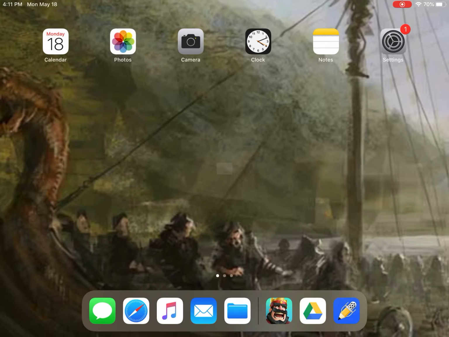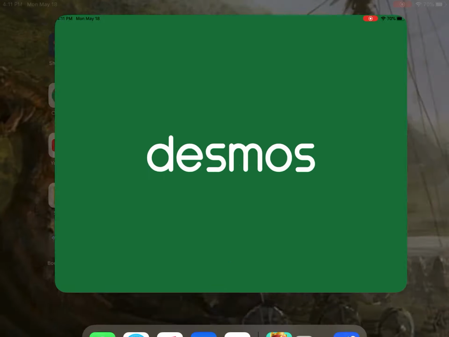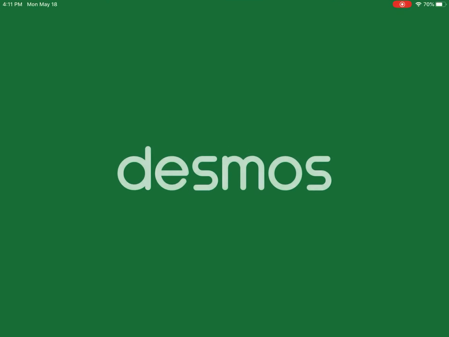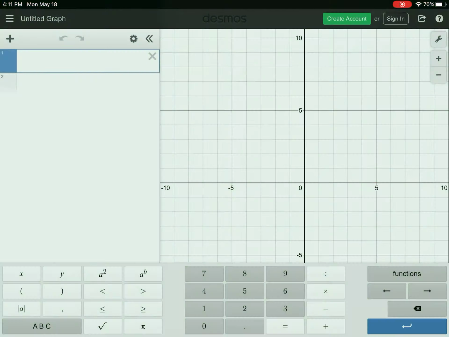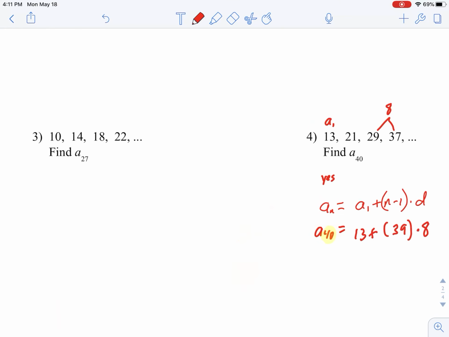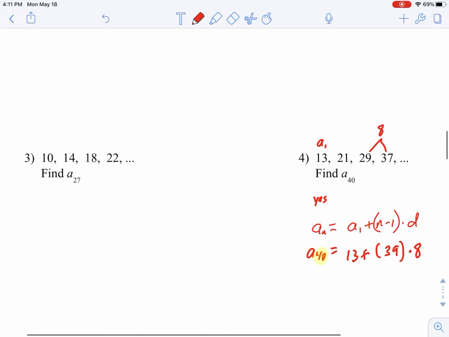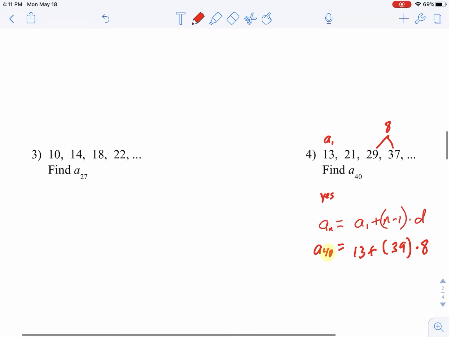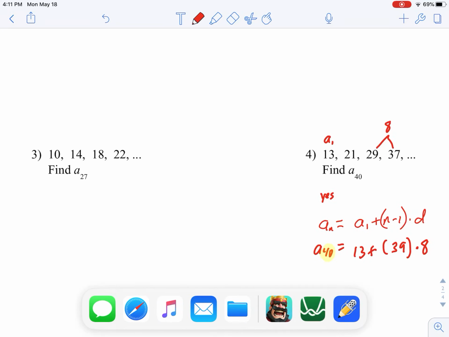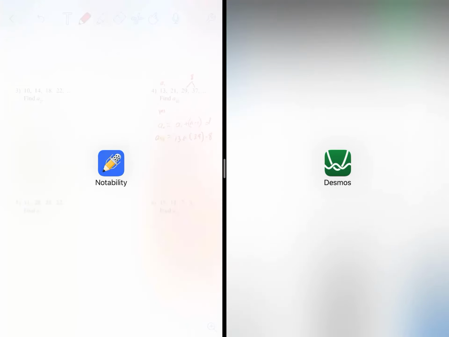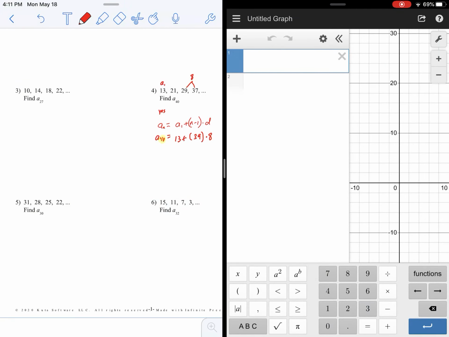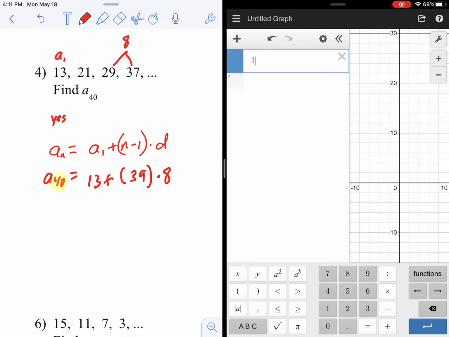Okay, I've got to find Desmos, and then I need to pull up, let's see. I can make this work. My iPad isn't wanting to cooperate right now. There we go. And I just type this in. So 13 plus 39 times 8.